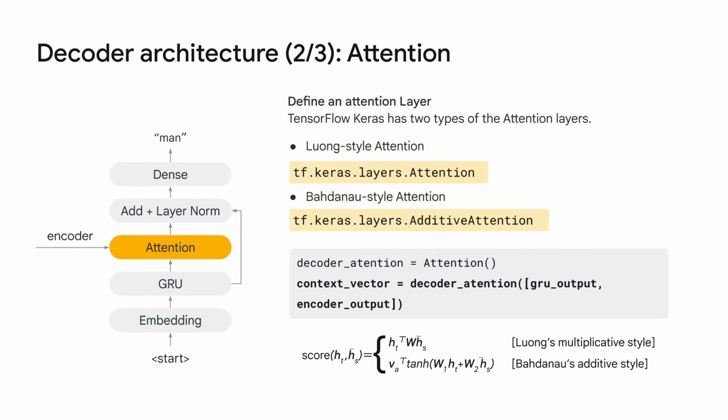The GRU output goes to attention layer, which mixes the information of text and image. In TensorFlow Keras, we can use predefined layers in the same way as other layers. There are multiple implementations, but here we simply use TF Keras layers attention. But if you want to use more transformer-like architecture, you can also pick up TF Keras layers multi-head attention, which uses multiple attention heads. You can simply switch and use it in almost the same way.